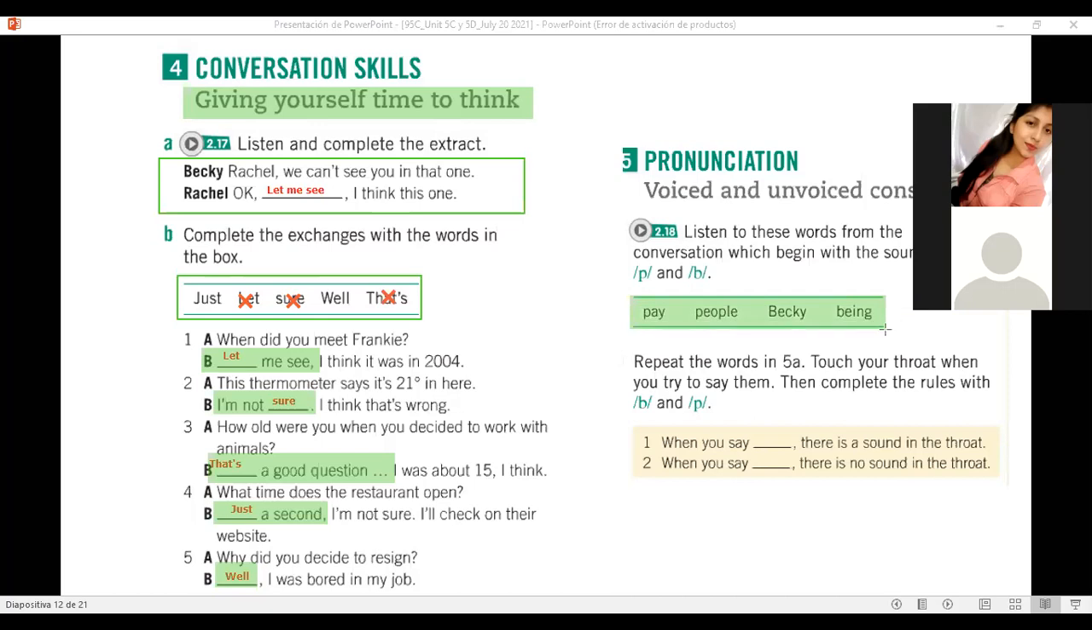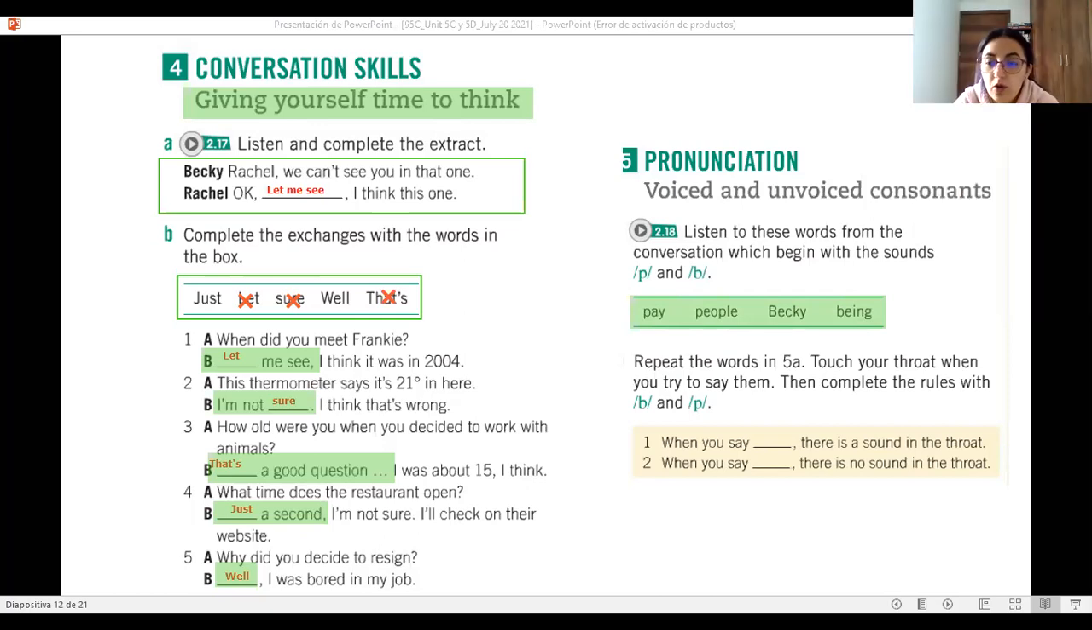Pay, people, Becky, or being. Okay, pay, people, Becky, and being. And now, once you pronounce these words at home, please, guys, could you help me completing these rules we have right here? Una vez hecho el ejercicio y después de escuchar, ya les voy a hacer escuchar las palabras, ayúdenme a completar estas dos reglas, okay?